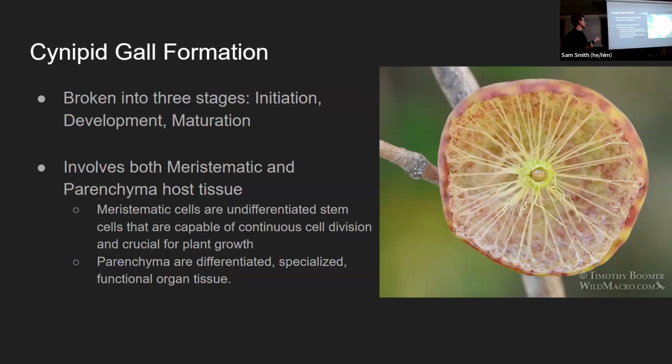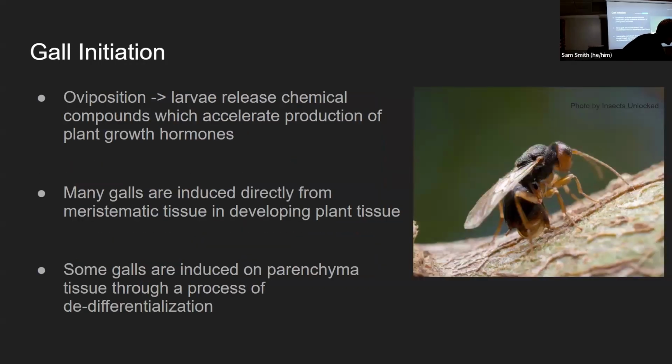But there's also parenchyma tissue involved. That's the tissue that is already differentiated, specialized. It's the functional organ tissue that makes up the majority of a developed plant. In the initiation phase, an adult gall wasp will oviposit. They'll use that little stinger to lay an egg in the tissue of a plant. Then the larva releases this chemical compound, which accelerates the production of plant growth hormones, as I mentioned, directly released into that meristematic tissue.